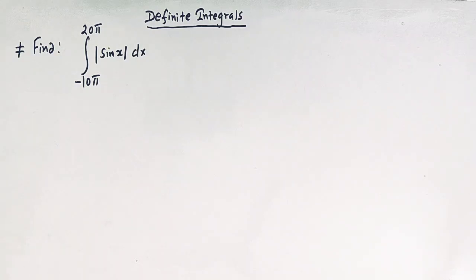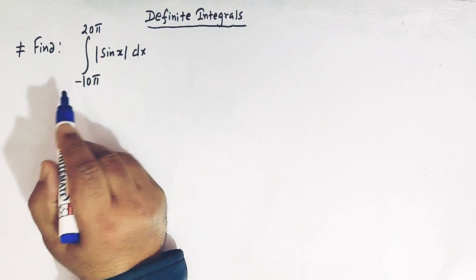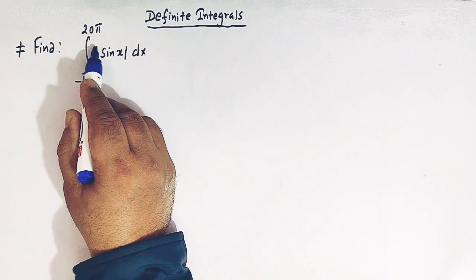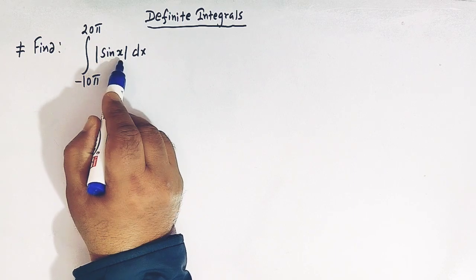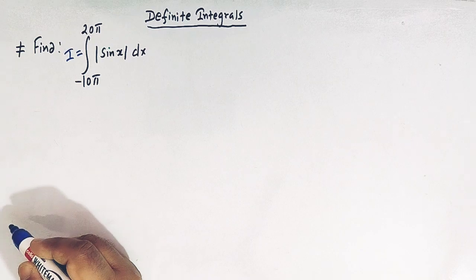Hello viewers, in today's class we are going to discuss yet another important and conceptual problem from definite integrals involving the absolute value function and some properties of periodic functions. So here we have to evaluate this integral from minus 10 pi to 20 pi, and the integrand is mod of sine x. Let us call this integral I.